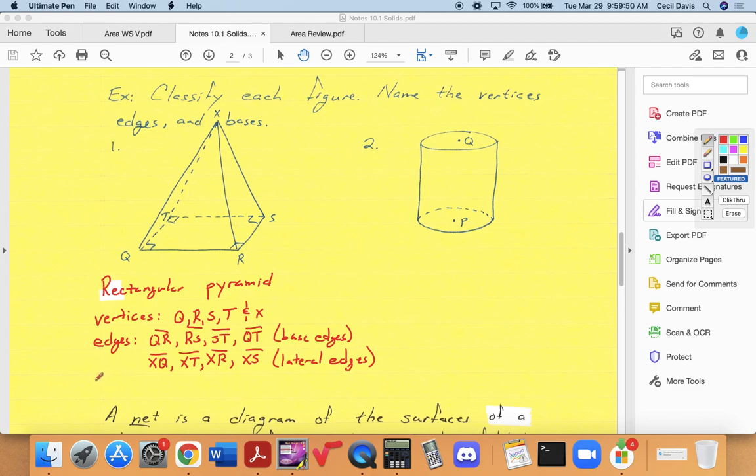And then finally it says name the bases. There's only one base, and it is rectangle QRST.